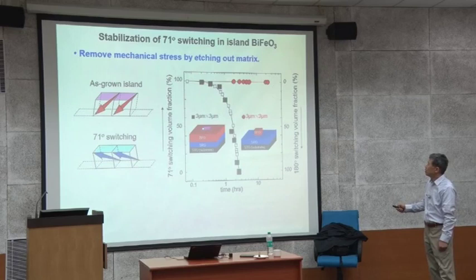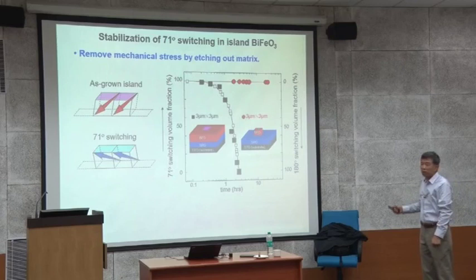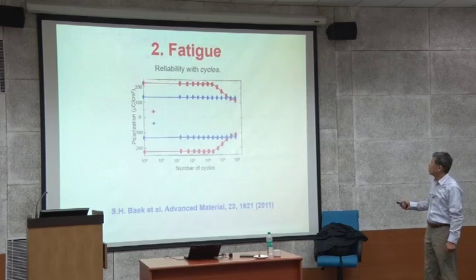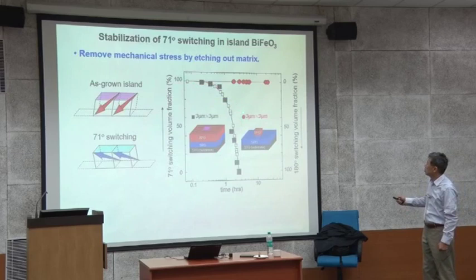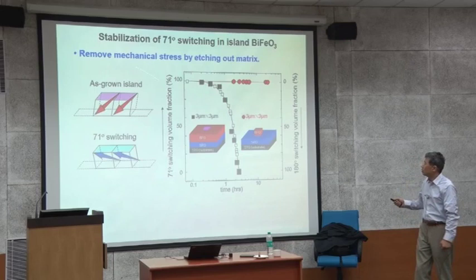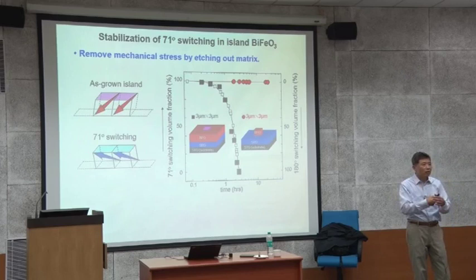In order to overcome this problem, let's remove the elastic constraint outside. Make an isolated island, remove all the outside material, and then write the domain here. That means the regions outside do not affect the elastic boundary condition. When you do that, in the 3 by 3 micron isolated island, the domain is basically flat, and the constrained one is like this. So you understand that this elastic constraint is an issue. You can overcome this in 71 degree switching by making isolated islands. This is one demonstration. It's not clear that we can make all the islands in a pillar structure, and that's another issue. But at least we understand that the switching comes from a two-step switching, and that's what happened.